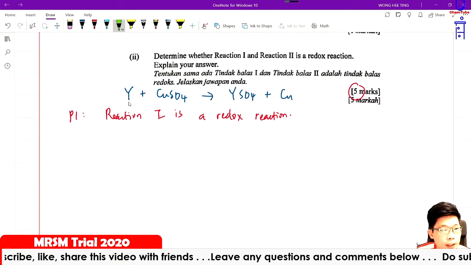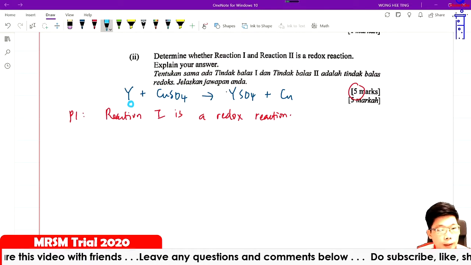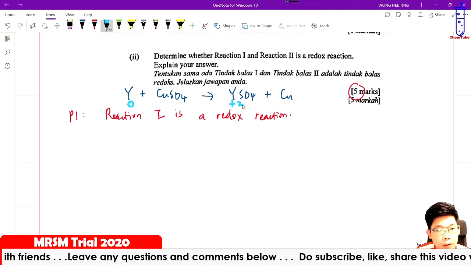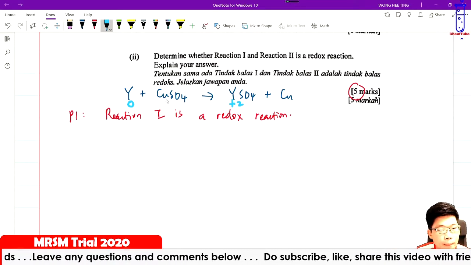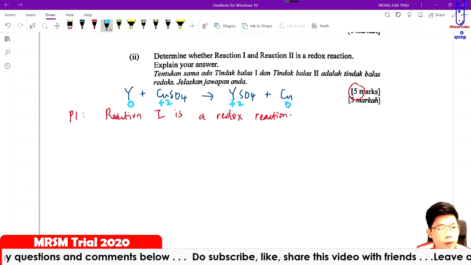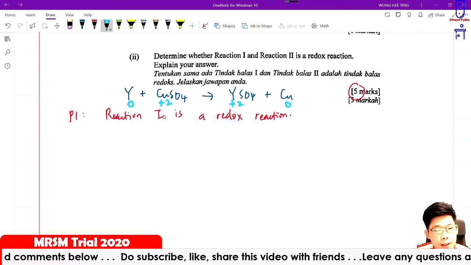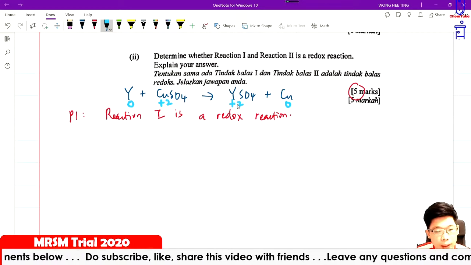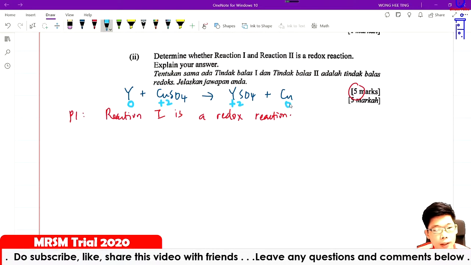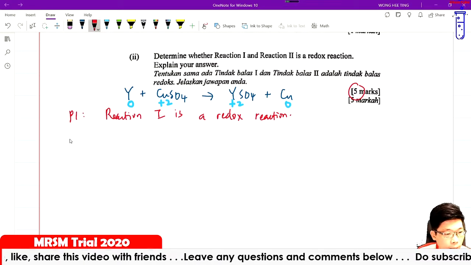Here the oxidation numbers are 0, 0. Then the Y sulfate is +2, and copper is +2, then finally it turns to 0. So you can see the oxidation number of Y increased from 0 to +2, so that is oxidation. Copper 2 sulfate is the reduction, +2 to 0.